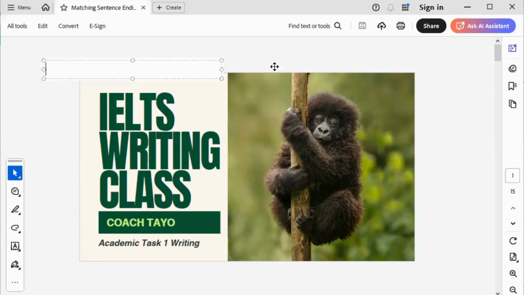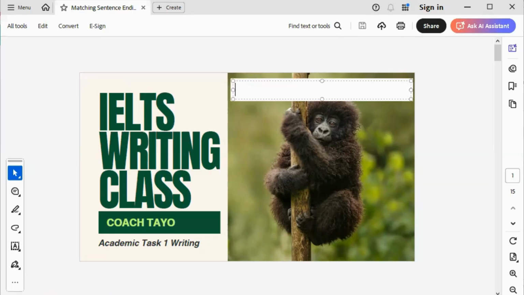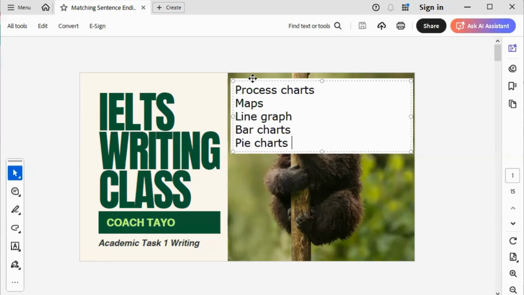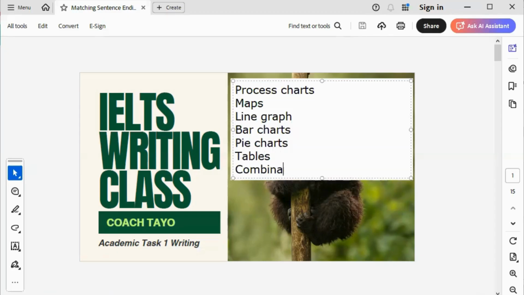So let me write the stuff on top of this picture here. Process charts. Then we have maps. We have line graphs. We have bar charts. We have pie charts. We have tables. And we have combination charts. These are the 7 types of questions that can show up. Any of the 7 can show up in your exam. So you need to be prepared to handle any of them.